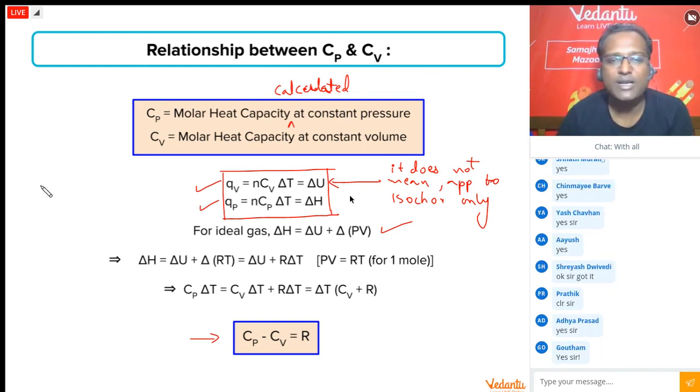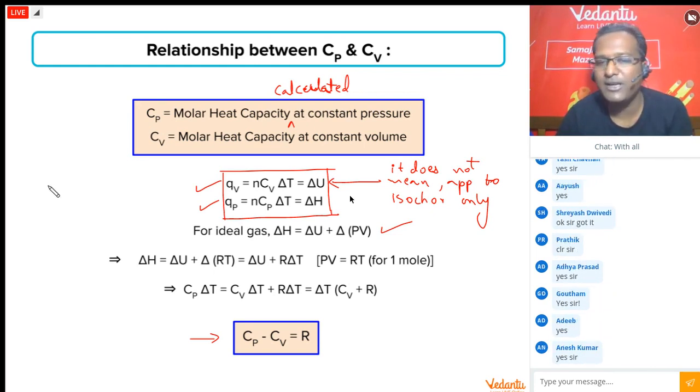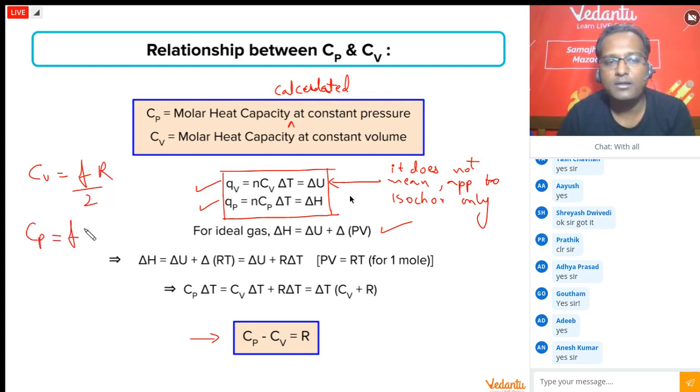Sir, अब बता दो. Last class में you said universal formula for delta U is different. Arey, no, I did not. Basically, this is your f by 2 R. This is your CV, and this is your CP.